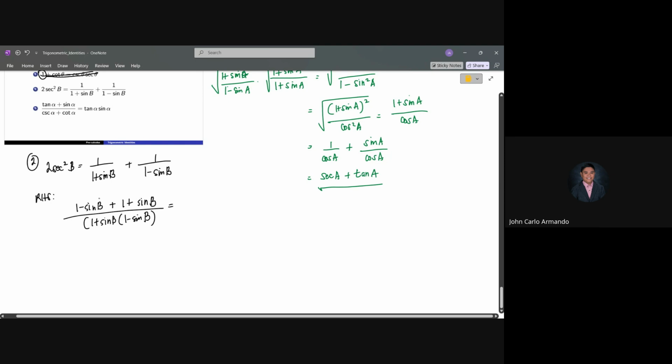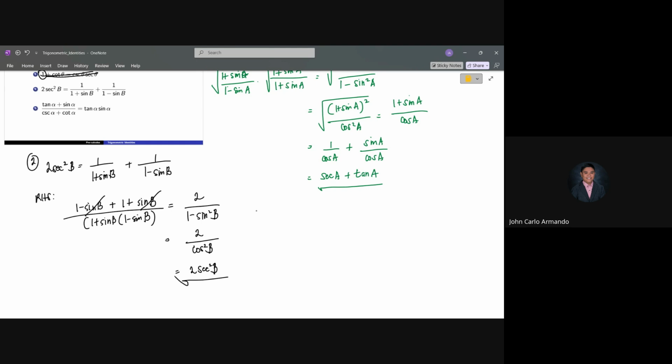And as you can see, sine b will be cancelled because negative sine b plus sine b is 0. And now 1 plus 1 is 2 over 1 plus sine b times 1 minus sine b, which is simply 1 minus sine squared b. And by the Pythagorean identity, 1 minus sine squared b is cosine squared b. And by the reciprocal identity, this is 2 secant squared b, because the reciprocal of cosine squared b is secant squared b. Okay?